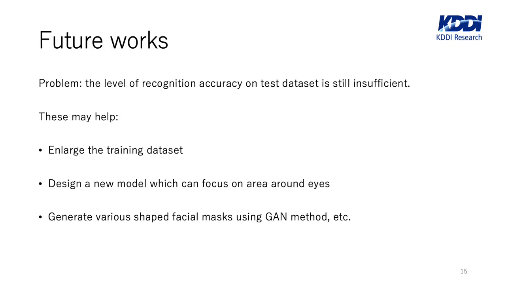In this work, there is still a problem that needs to be solved. The level of recognition accuracy on the test dataset is still insufficient. So we are considering solving this problem in the following three ways. First, enlarge the training dataset. Second, design a new model which can focus on the area around the eyes. The third one is to generate various shaped facial masks, using GAN methods, and so on.